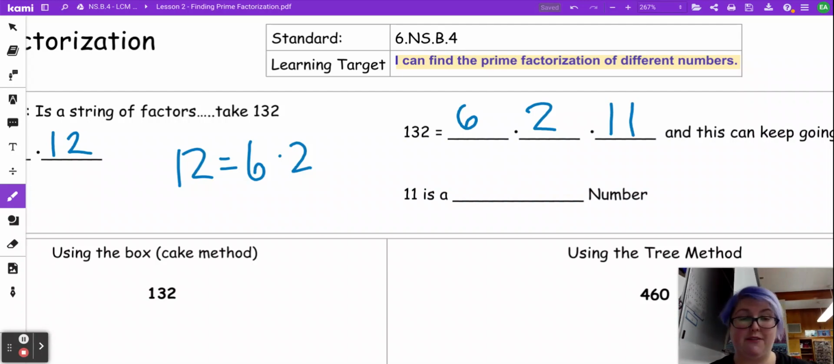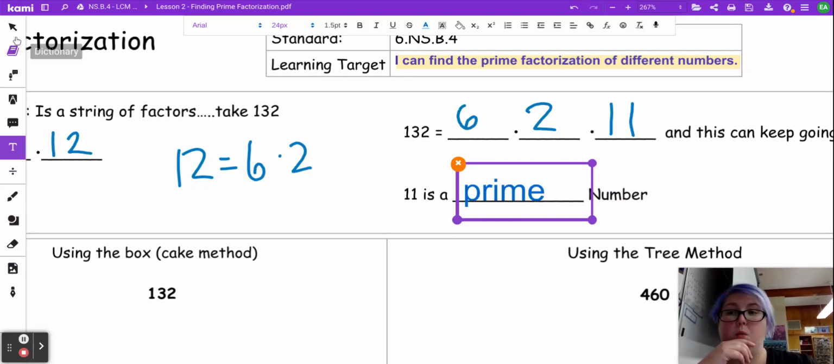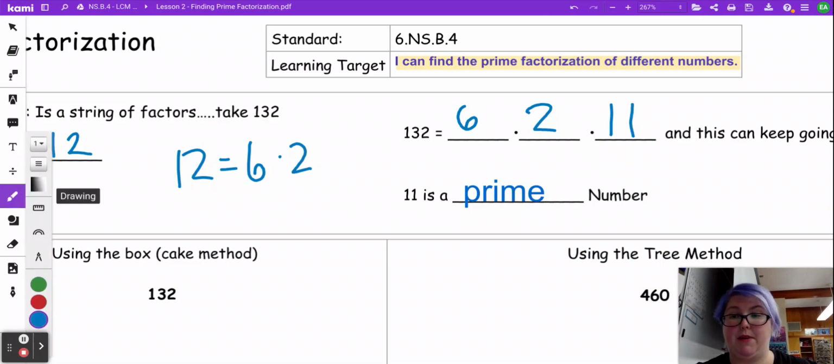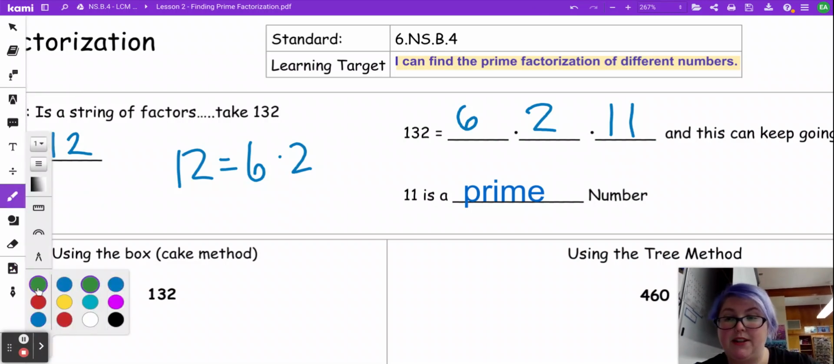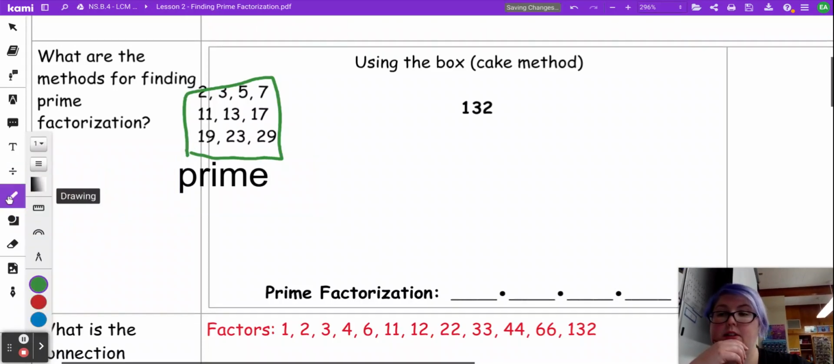Now, 11 is what is known as a prime number, which means the only factors of that number are 1 and itself. It can't be broken down further. You can't break 11 down into its smaller factors because 1 times 11 is the only thing. 2 is also a prime number. You can't break 2 down into anything else. So in this box are your prime numbers.